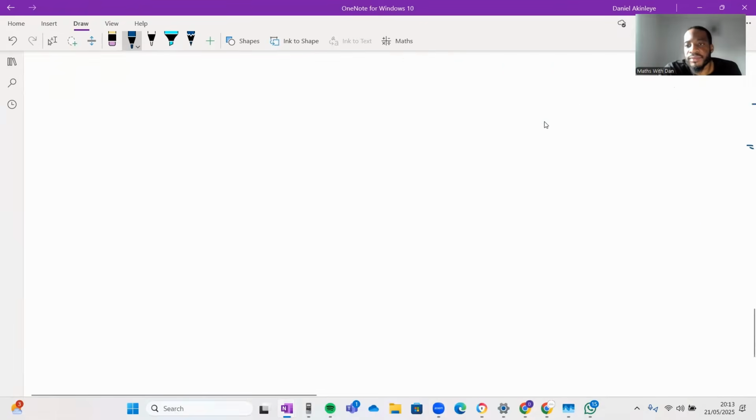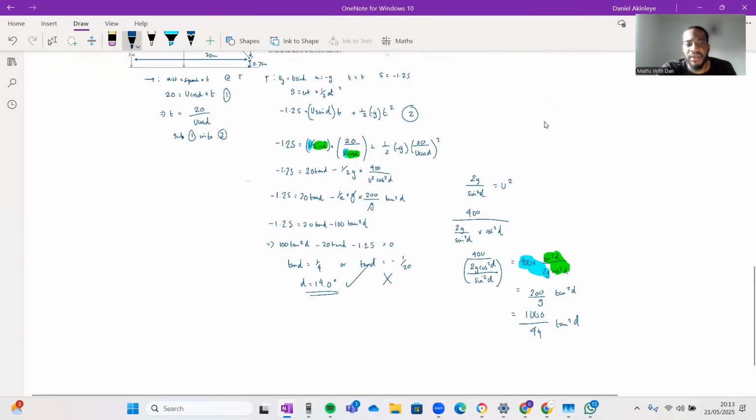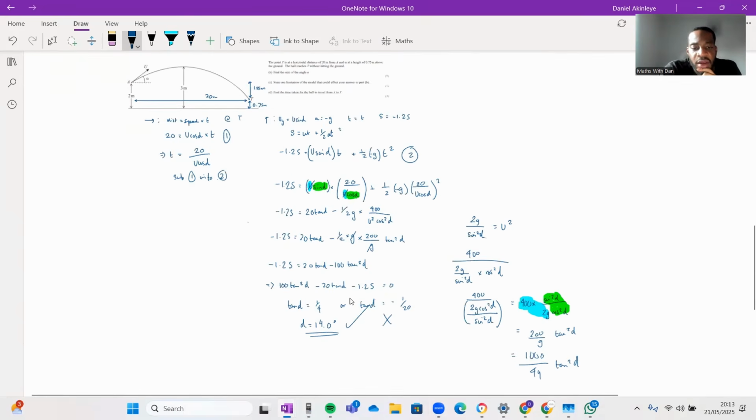Anybody get that correct? I'm not sure if I gave you enough time to actually do it, to be fair. But yeah, it's a lot of algebra. Are you guys happy with this? Anybody want me to go over any of that?